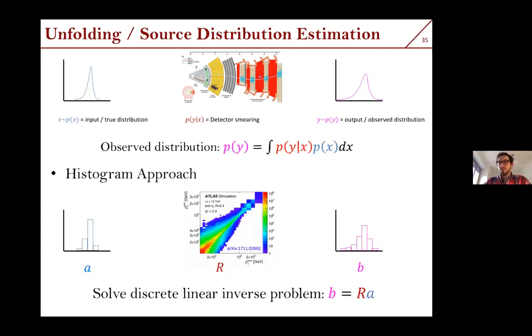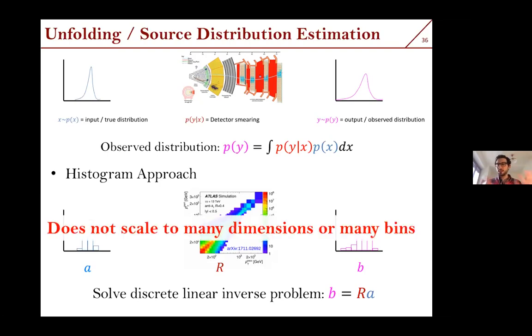In fact, one of the ways this is frequently done is a histogram-based approach. We take our output distribution and bin it, making a histogram of the outputs. We can run the simulator with a bunch of different potential input values, look at the different output values that are observed, and bin that into a 2D histogram. This basically turns the problem into a linear inverse problem: the source histogram times this 2D likelihood matrix gives us the observation, and we can try to do inversion. There are various techniques needed to make that stable. One thing I would note is that this has a lot of problems with scaling. It doesn't scale to high dimensions or many bins.